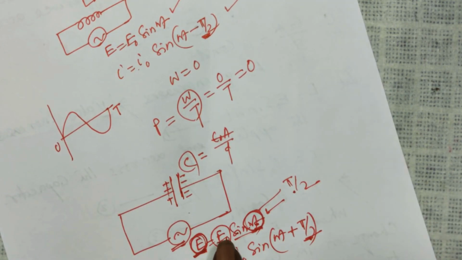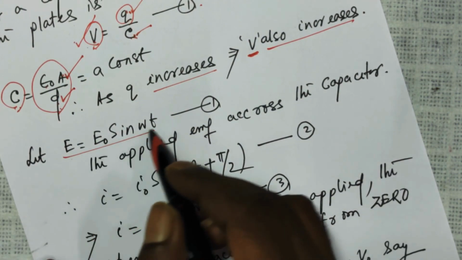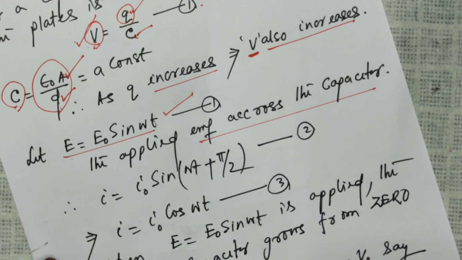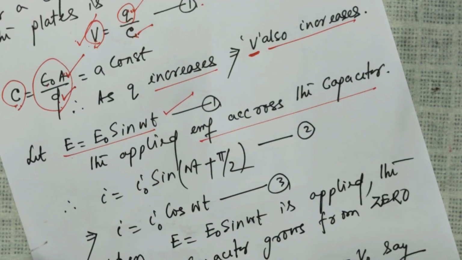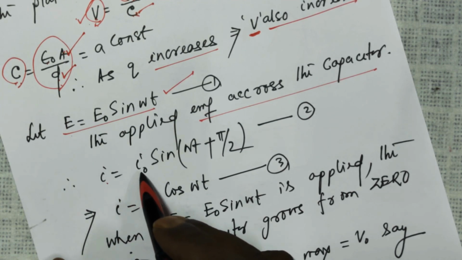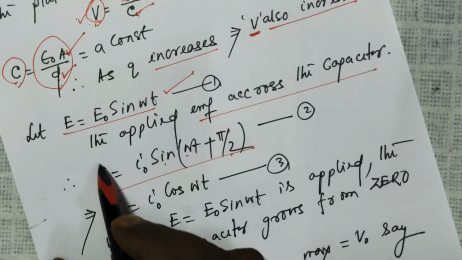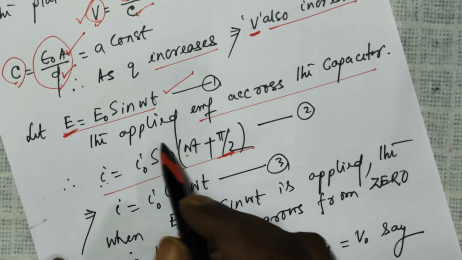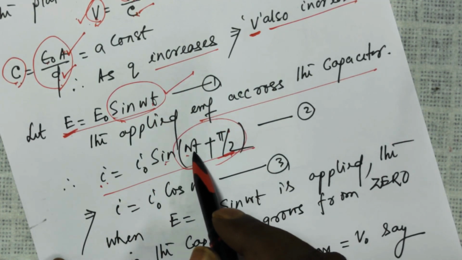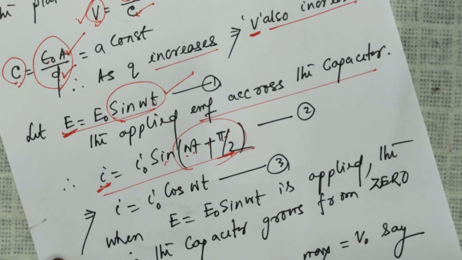So such an alternating EMF is applied, right? E is equal to E naught sin omega t, the applied EMF across the capacitor. And in previous lessons, we have derived in alternating current for a capacitor I is equal to I naught sin omega t plus pi by 2. That is, the current is ahead of the EMF by pi by 2. If you look at this part, sin omega t, but there is an extra term plus pi by 2. So the current is leading the EMF by pi by 2.